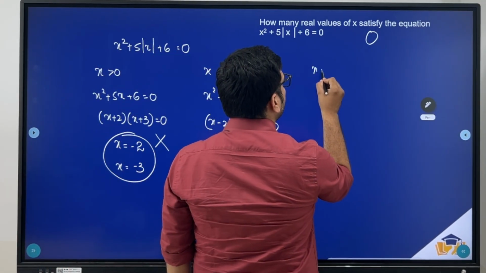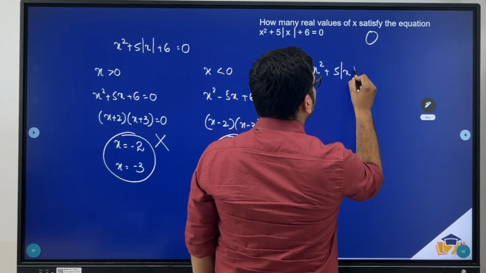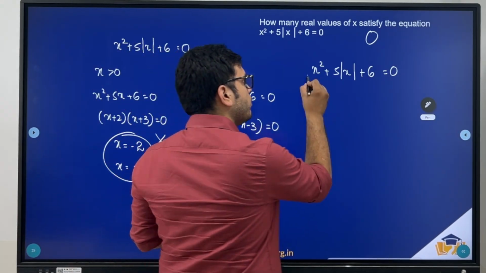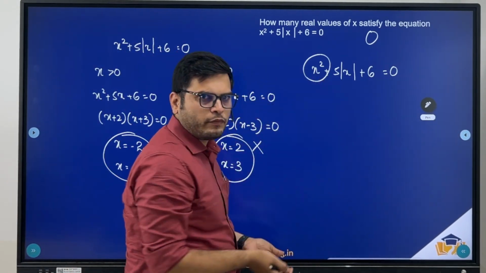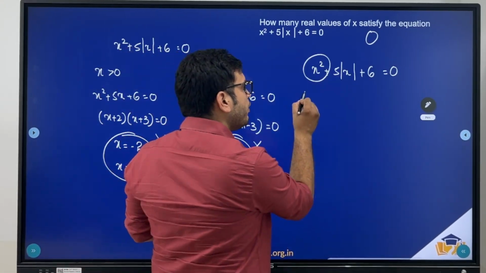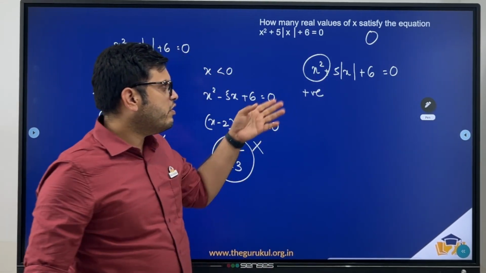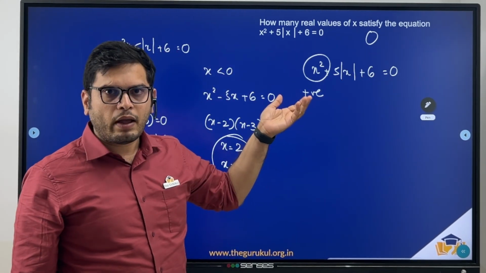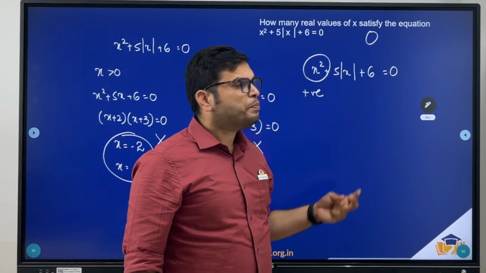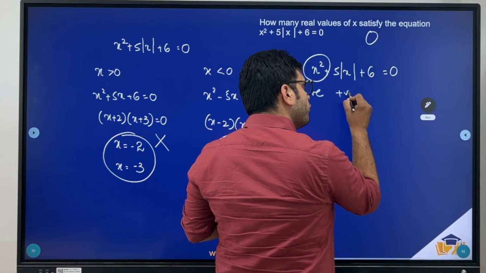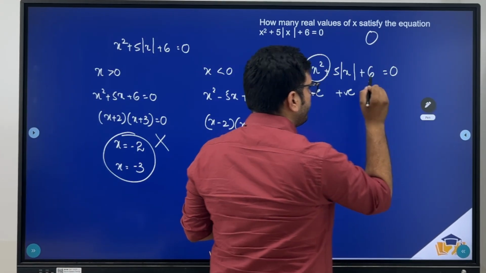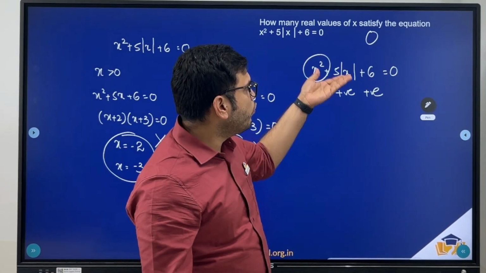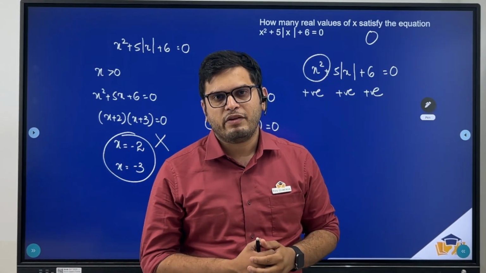Now we have x square plus 5 mod x plus 6 is equal to 0. For any real value of x, x square is non-negative, or except for 0, let me consider this to be positive. Because when I replace x with 0, you do not have 0 here, you have 6. So for any real value of x other than 0, you will be having this to be positive. Similarly, 5 mod x is positive and 6 is also positive. Now can we have the sum of three positive numbers being 0? No. So we do not have any value of x that satisfies this equation.